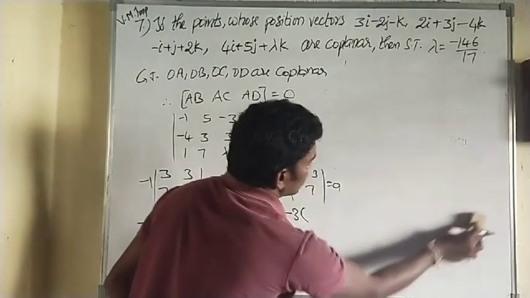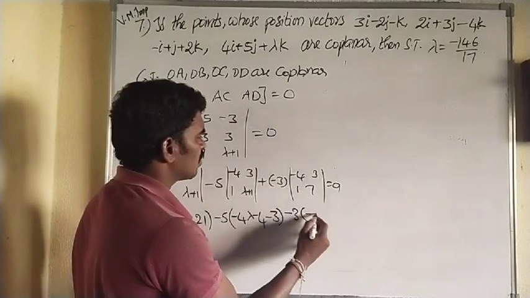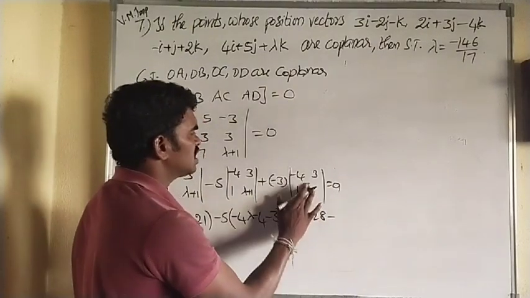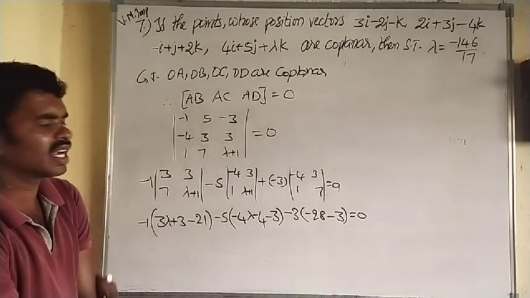Okay friends, I told you this is a very important question. Minus 4 into 7 is minus 28, minus 1 into 3 is 3, equal to 0. Solving this we can get the lambda value.